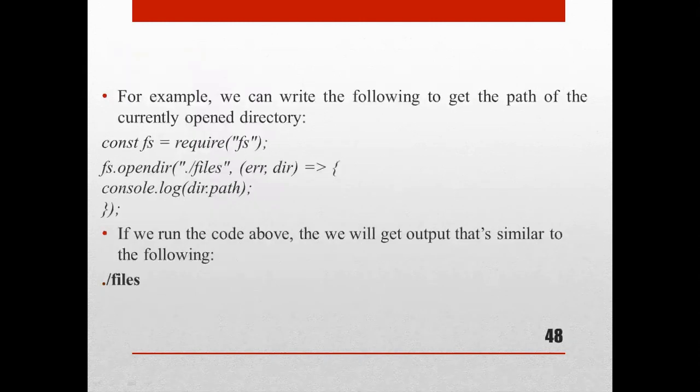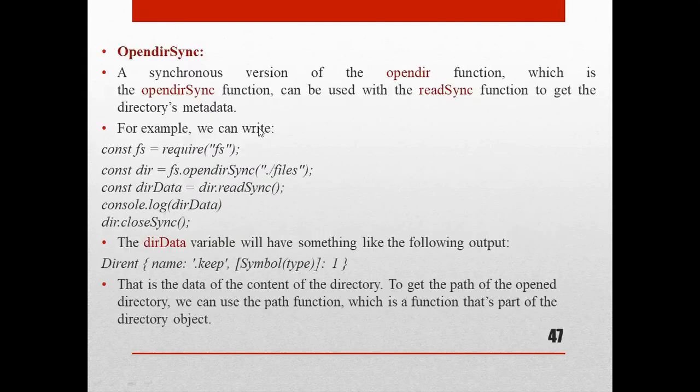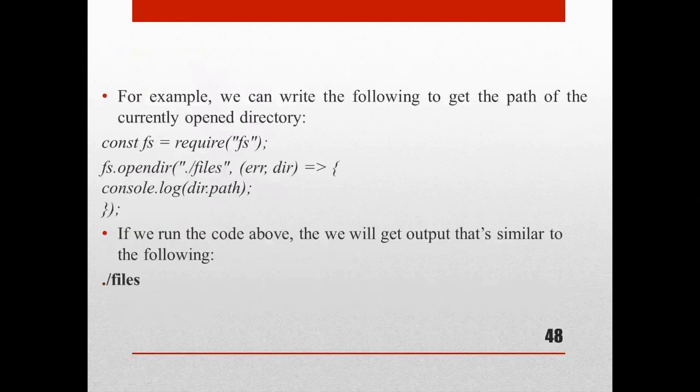Then another example. Here you can see how to get the path of the currently open directory. Constant fs equals require fs, then fs.opendir. We are going to open one directory here with parameters like path and a callback. Then we are going to print that directory path using the path property. Here you can see console.log dir.path.